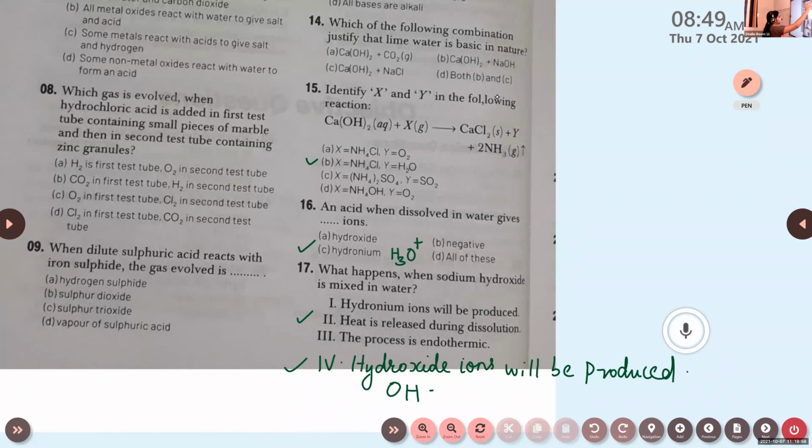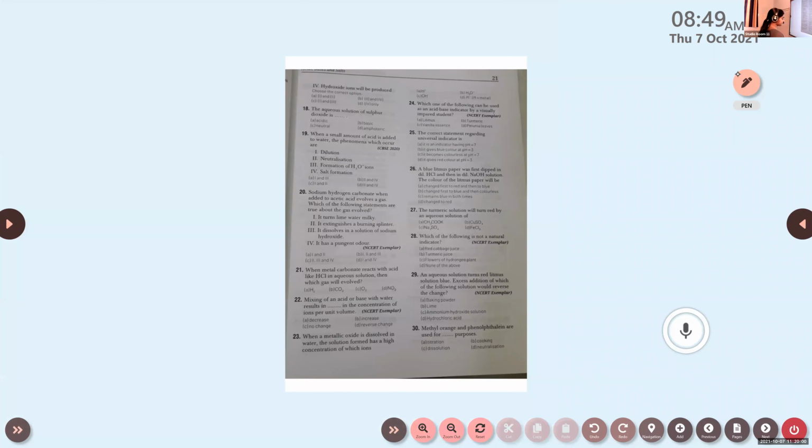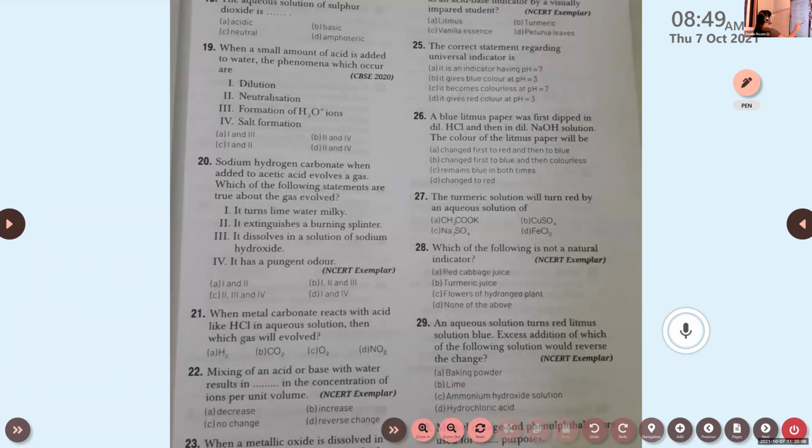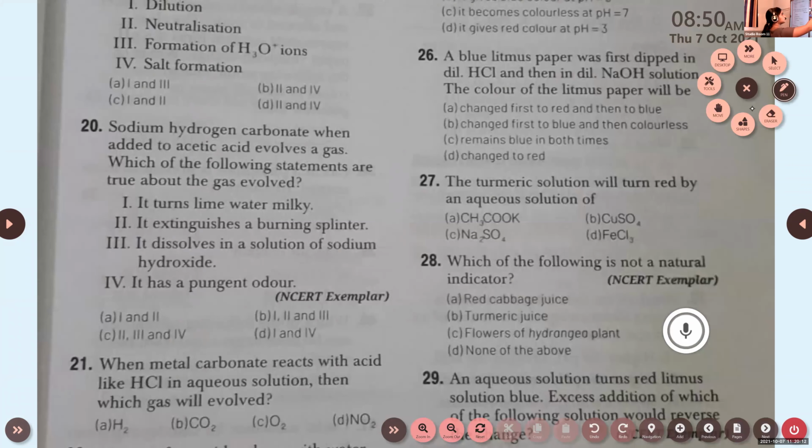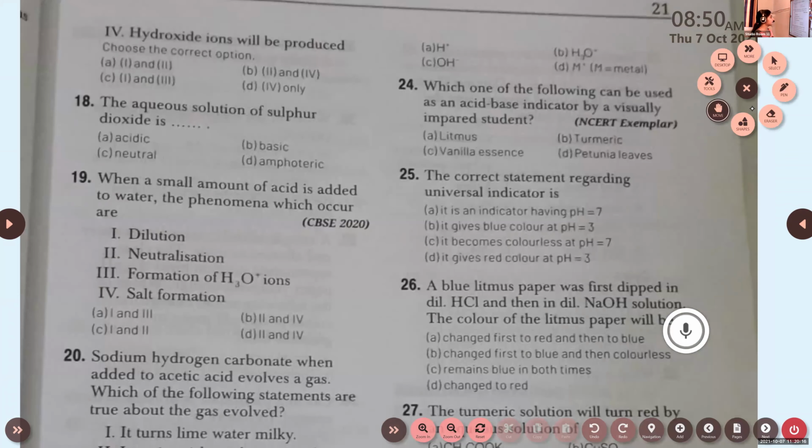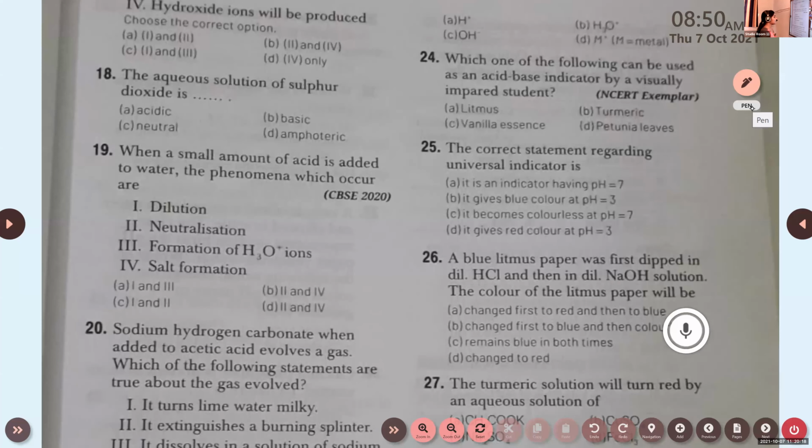So, question number 18. The aqueous solution of sulfur dioxide is: option A, acidic; option B, basic; option C, neutral; option D, amphoteric. The aqueous solution of sulfur dioxide.